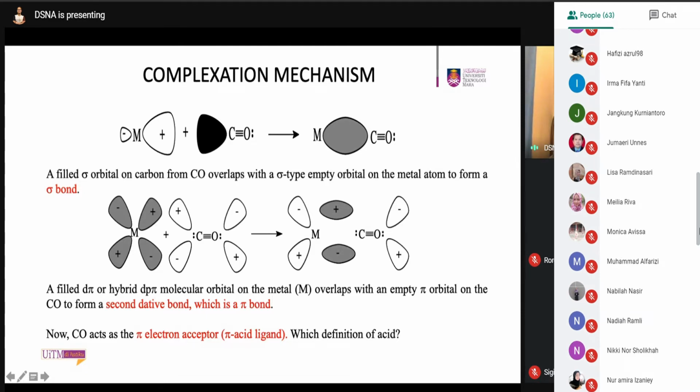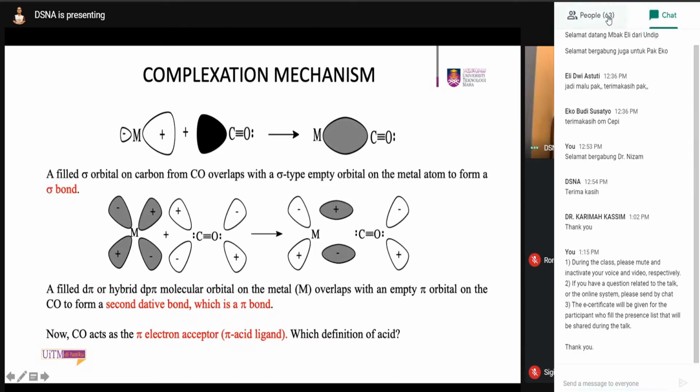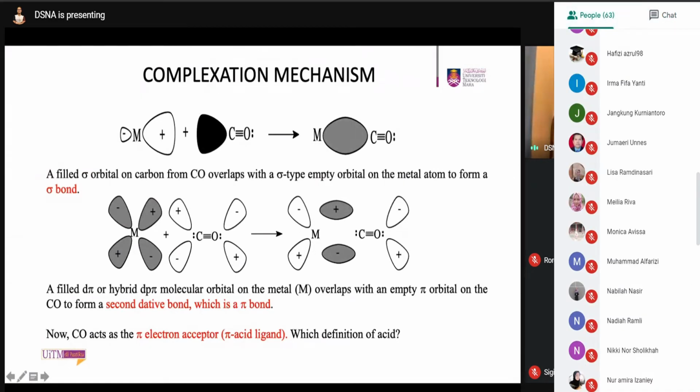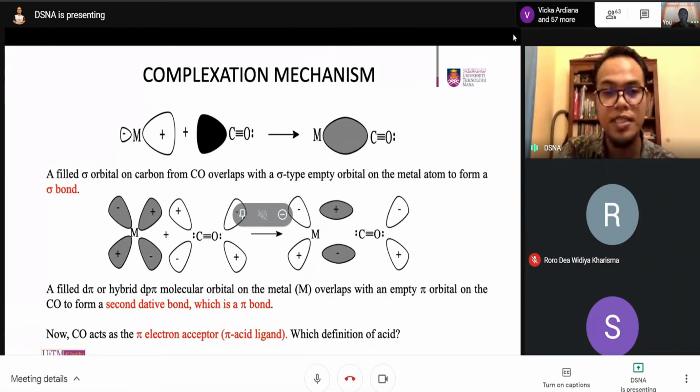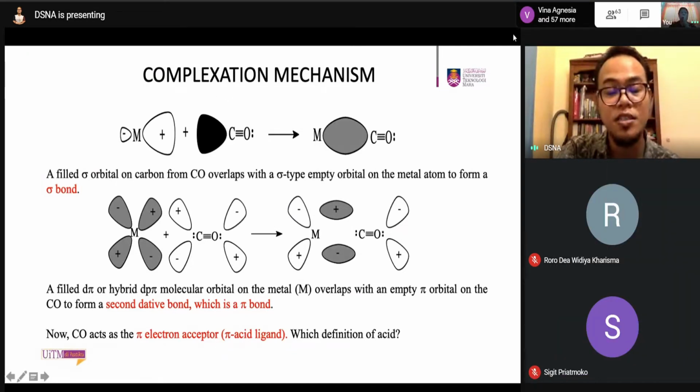So that's the first step, where there is the donation of electrons from carbon monoxide to the metal. And the second step would be the filled metal orbitals, because just now it was empty, now it is filled. This filled d orbital or hybrid molecular orbitals of the metal overlaps with the empty pi orbital. So this is our LUMO. So we are taking electrons from the HOMO of carbon monoxide, and we are giving back the electrons from the metal to the carbon monoxide, and those electrons will be transferred into our LUMO, which is the pi orbital.